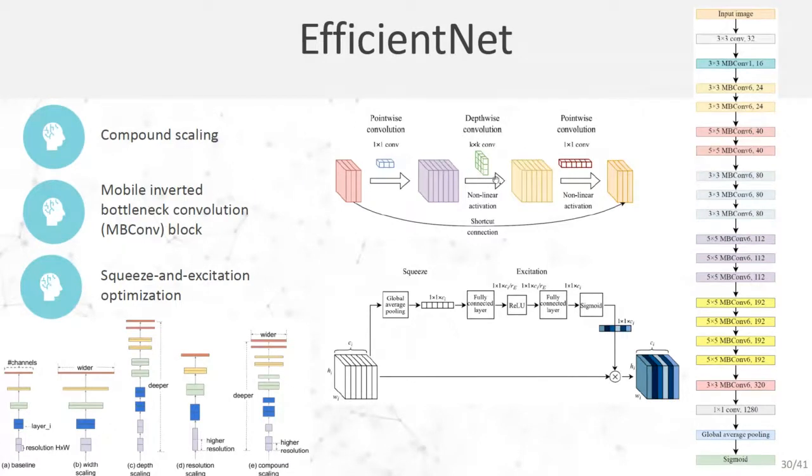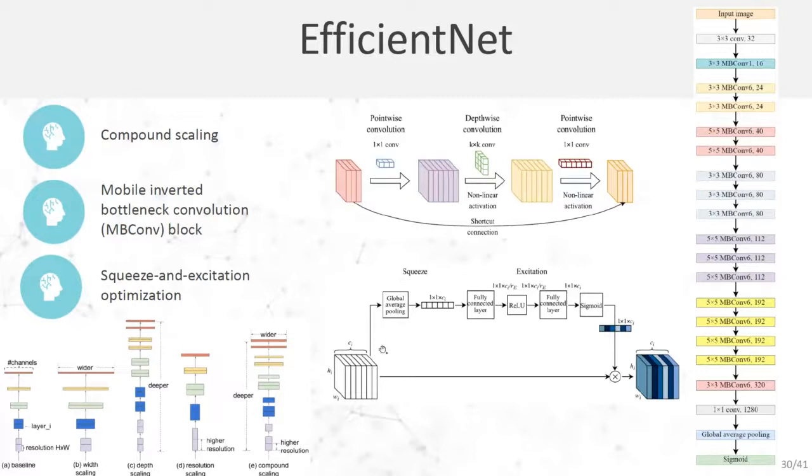The main building block of these networks is the so-called mobile inverted bottleneck convolution block, or MBConv, shown here, which consists of applying the pointwise, depthwise, and again the pointwise convolution, and it also has a shortcut connection between these bottleneck layers. Another thing is the squeeze and excitation optimization, which is used to recalibrate these initial feature maps in the way that the more informative features are emphasized and those with less information are suppressed.